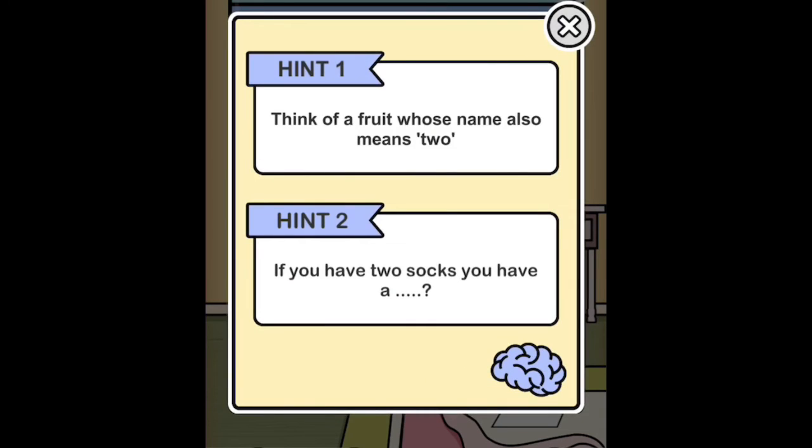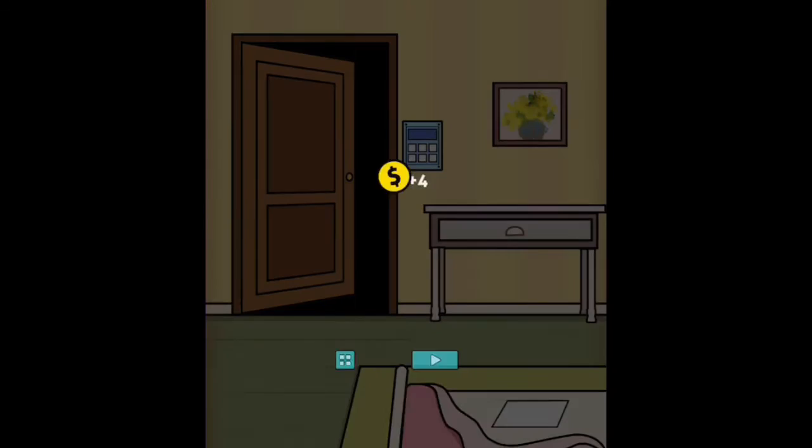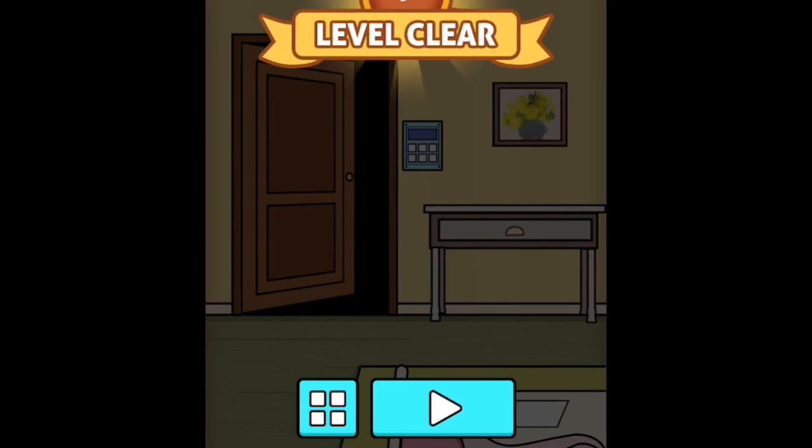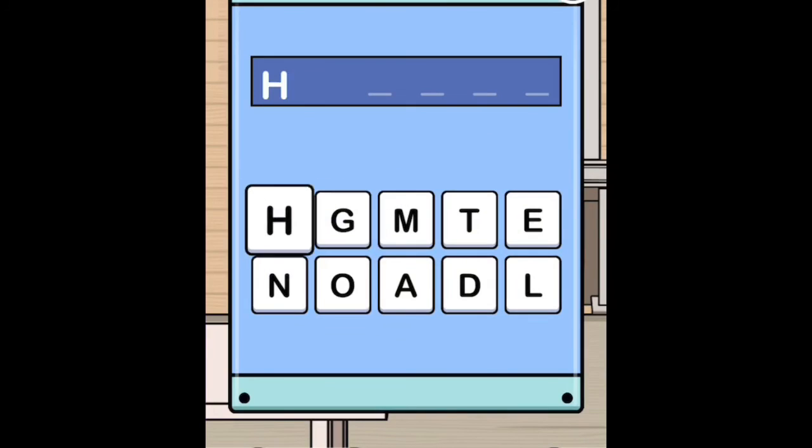Yes, let's use the free hint. Yay. If you have two socks, you have a pair. Oh, my good Lord. Goodness gracious. Yes, you overthink things. You really do. I overthink things. So if you're an overthinker like me, the hot dog. Hot dog. Poor puppy. There, I'll turn that off for you so you're no longer hot.